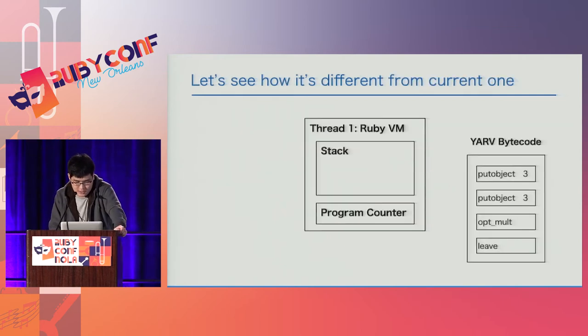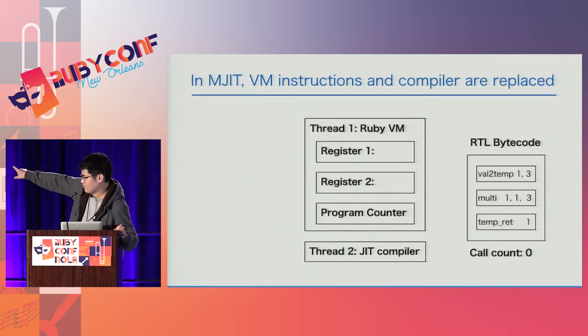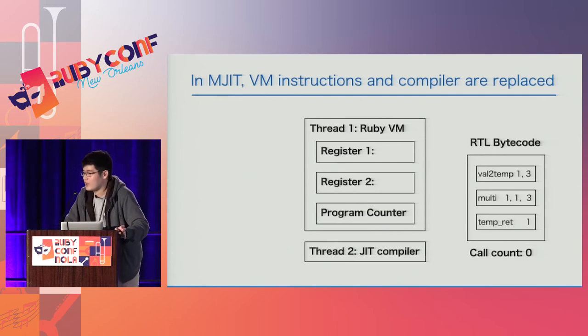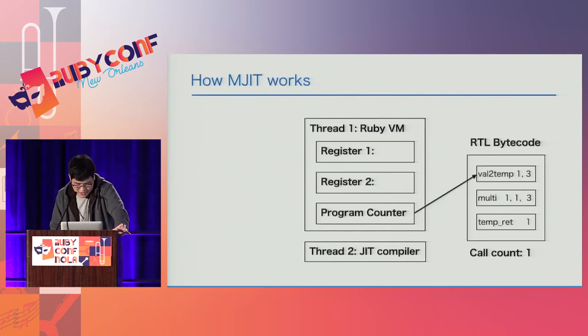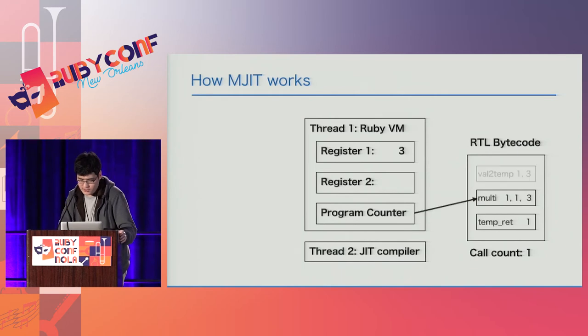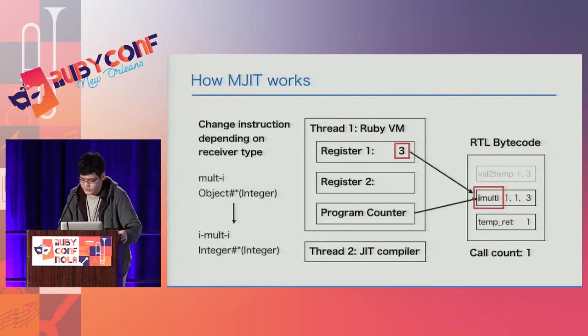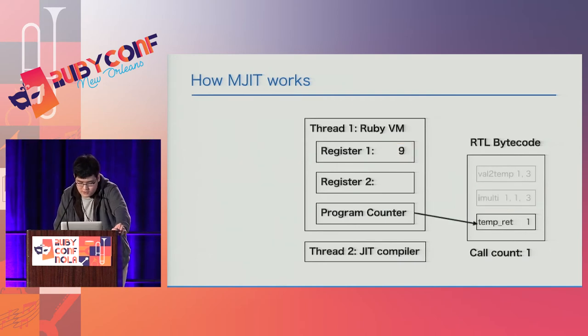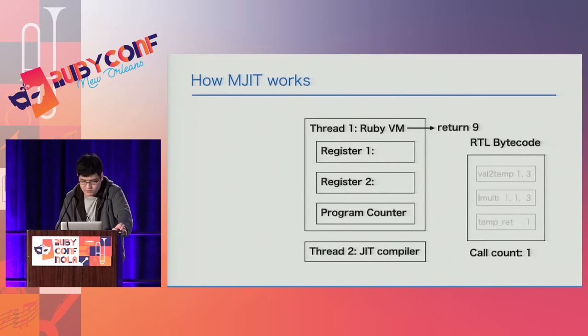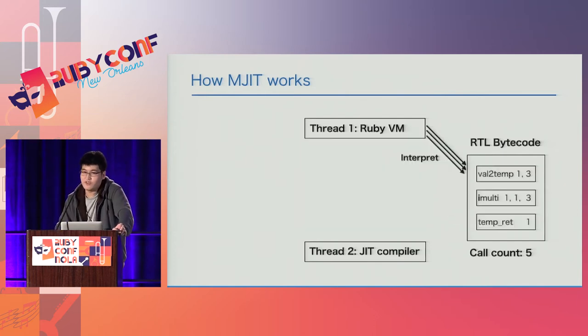So let's see how it works. Here's the original version, the current version of MRI, and it's replaced like this. On the right side, the instructions are MJIT's original RTL instructions, and the VM has an infinite number of registers. MJIT reads the instruction and assigns the values to registers instead of the stack. And during execution, it specializes the instruction by the receiver or argument type. It will be good for inlining the definitions in the JIT compiler. Then the register instruction returns the value from a register. It's different from the current behavior.